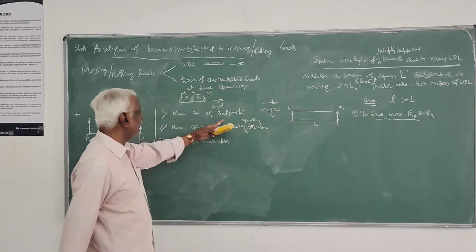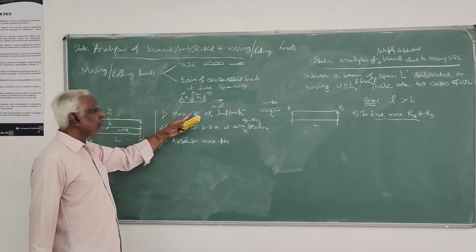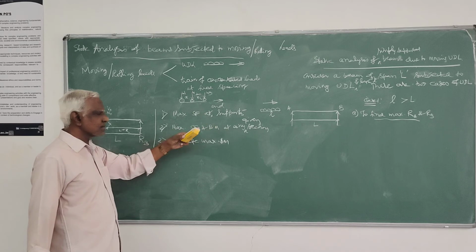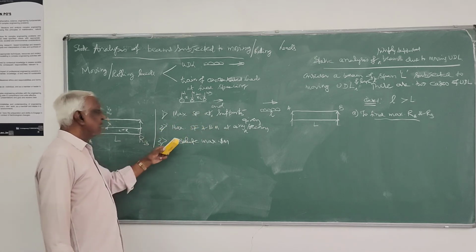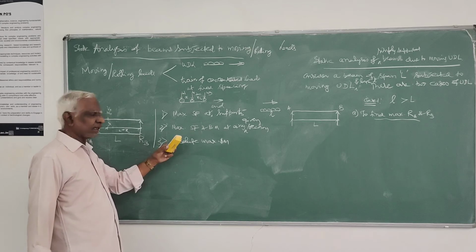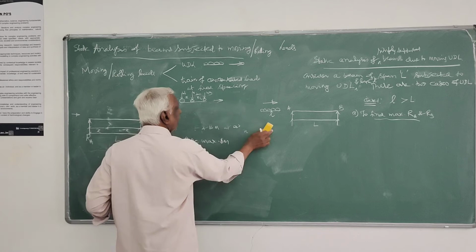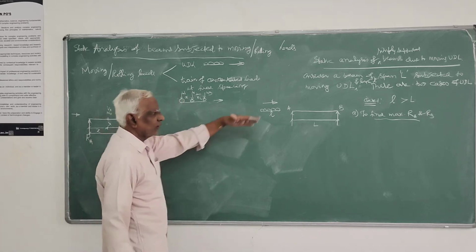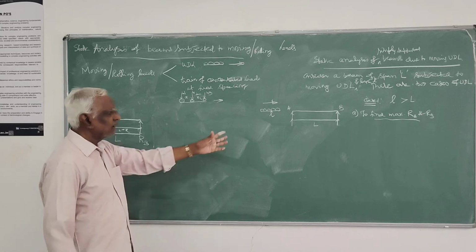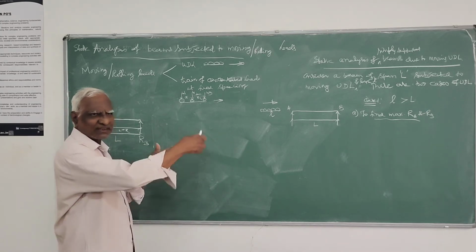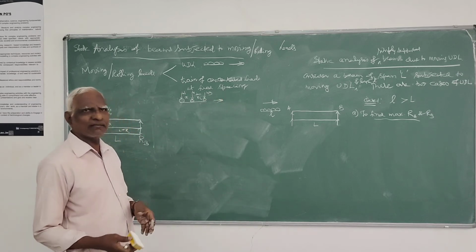So I told you here what are the things to be determined during static analysis: the maximum shear force at the ends, or maximum reaction developed at the ends, shear force and bending moment at any section, and absolute maximum bending moment. These three things, how to evaluate, I will give you here. So then you can work any numerical problem. Given span, given UDL length, given magnitude of UDL, you can follow the same procedure and evaluate it.